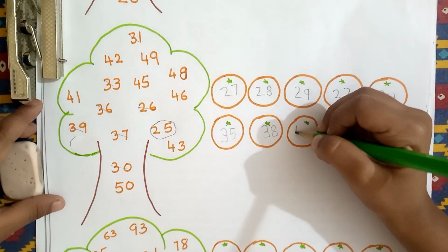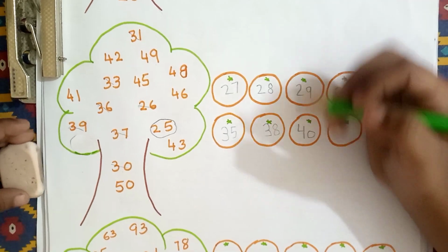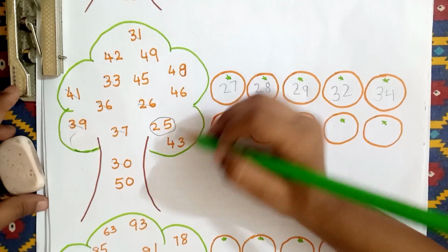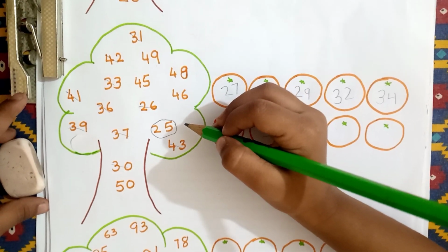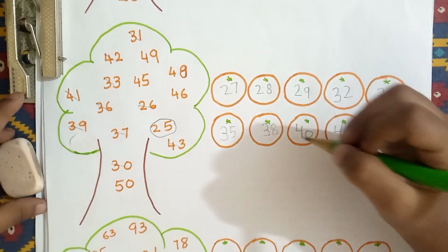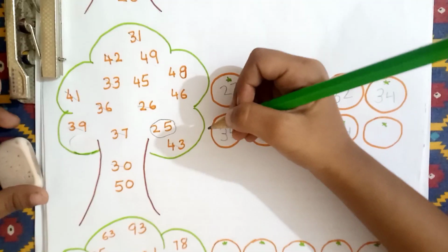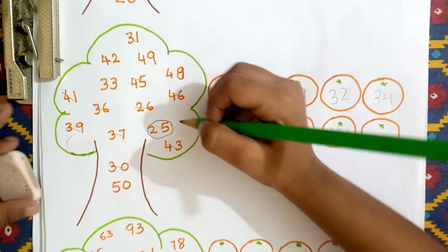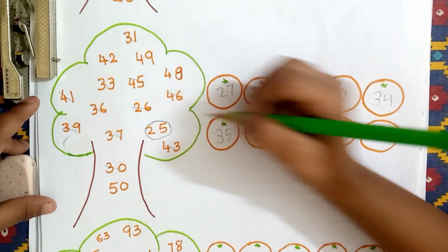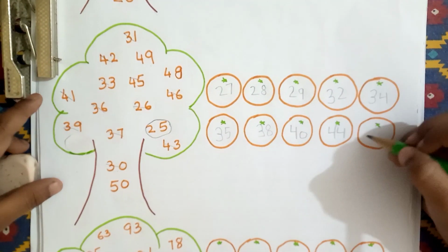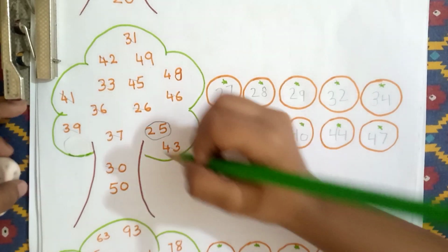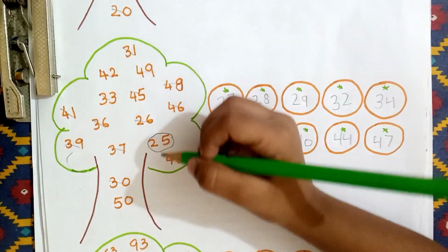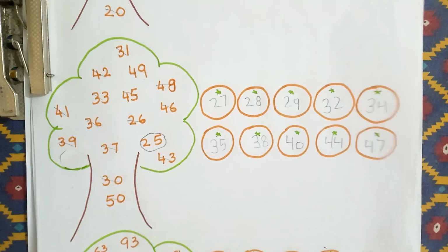40 is missing. 41, 42, 43, 44 is missing. 44, 45, 46. 47 is missing. 48, 49, 50. Complete.